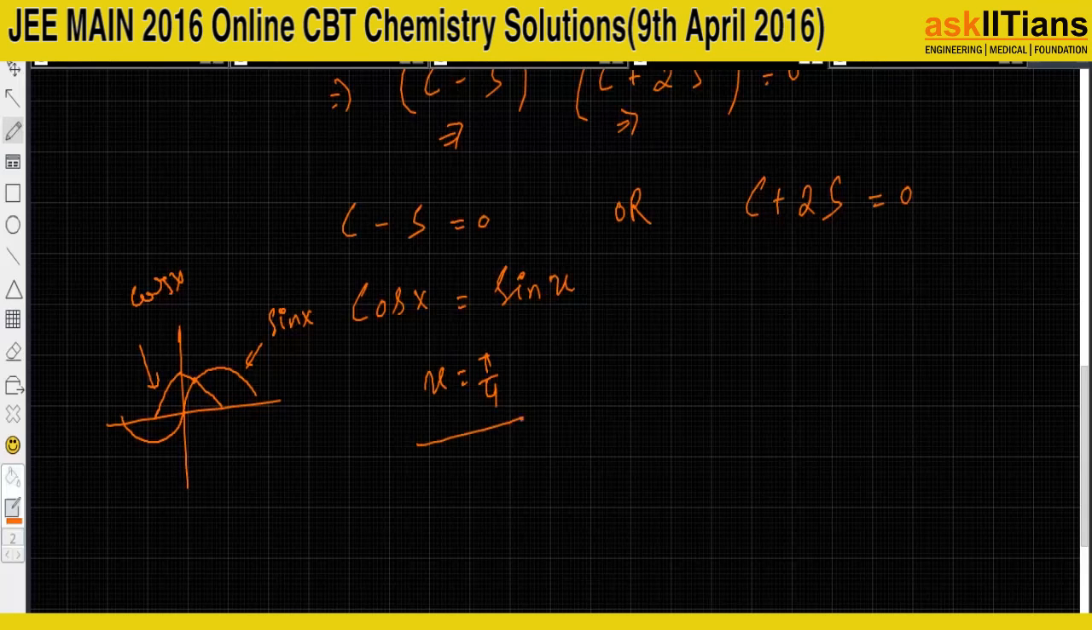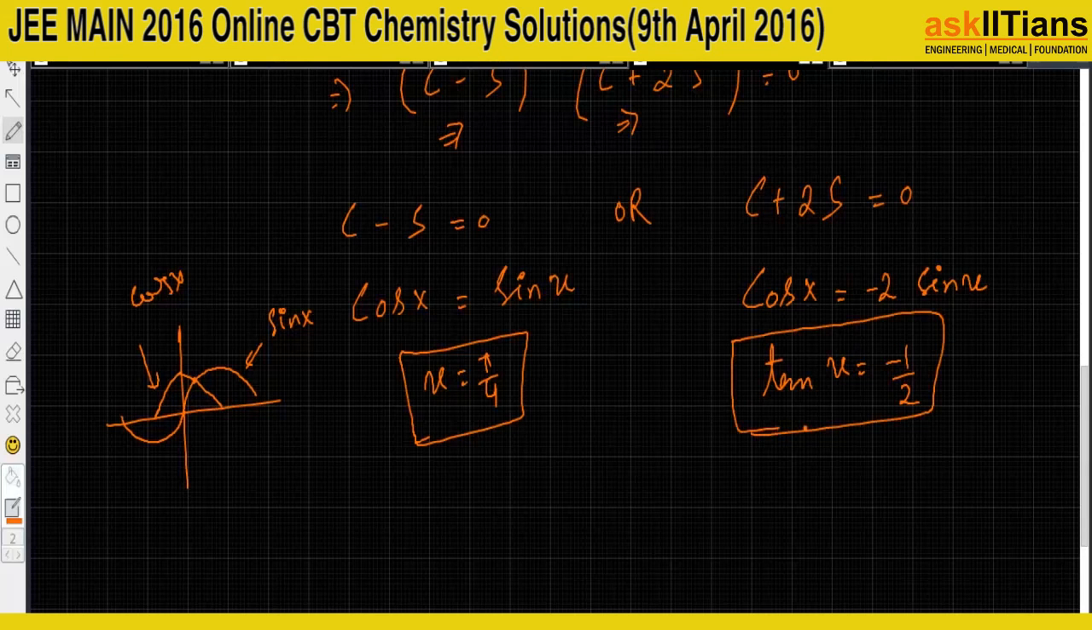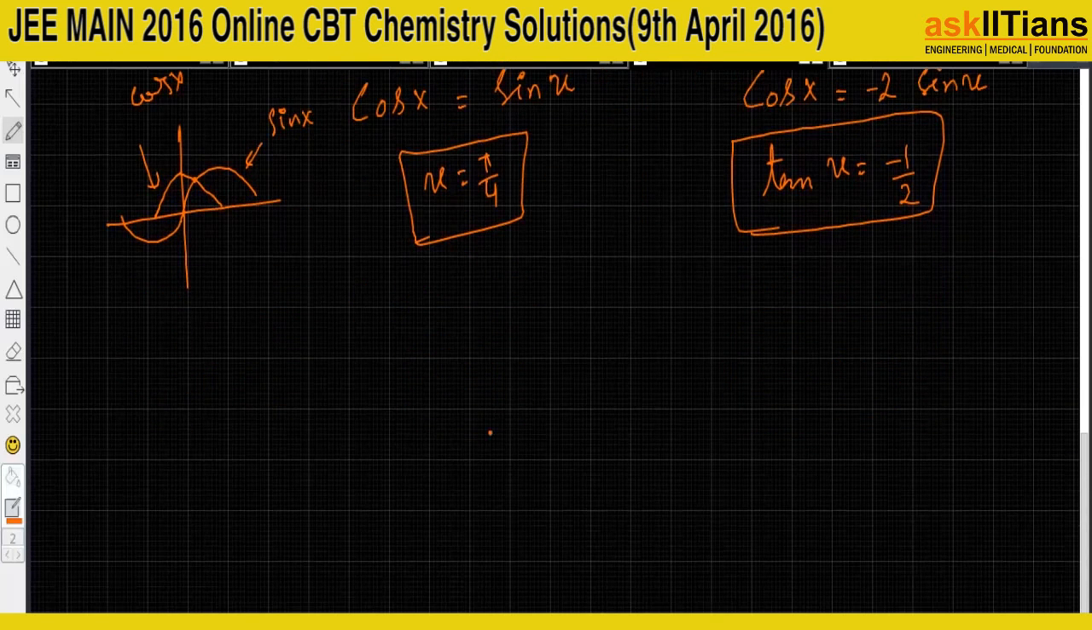I'll get only one solution from here, that is x equals pi by 4, and here this is cos x equals minus 2 sin x. Okay, so basically this is nothing but tan x equals minus 1 by 2. How many times will tan x be minus 1 by 2 in this interval, minus pi by 4 to pi by 4?